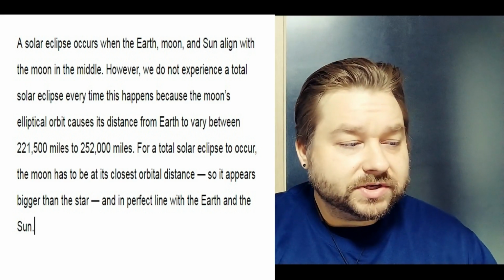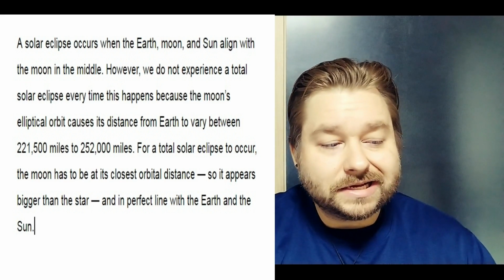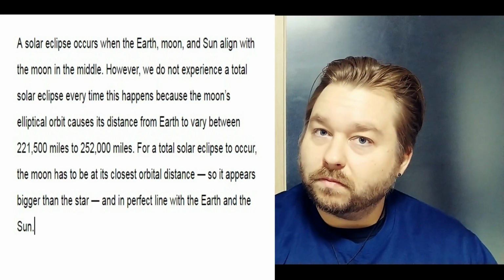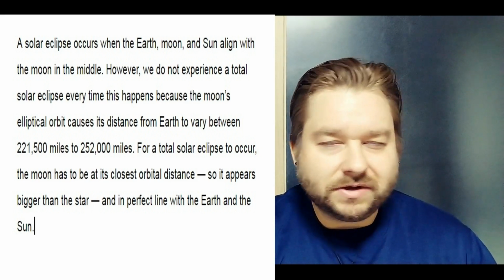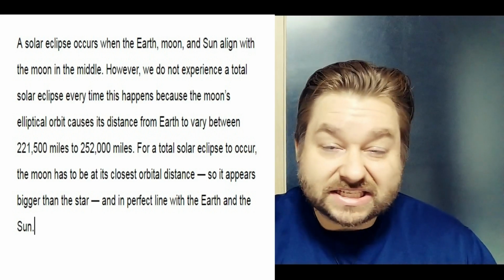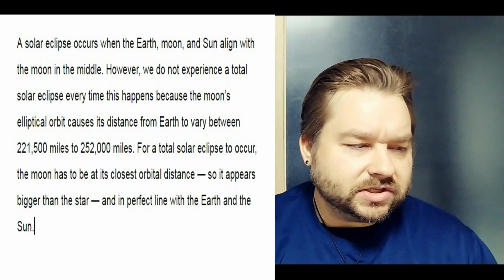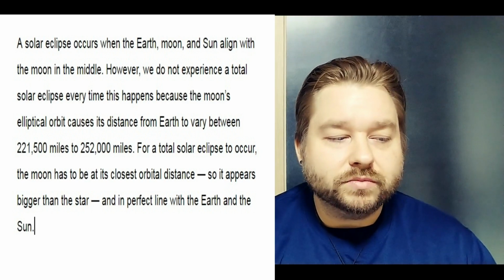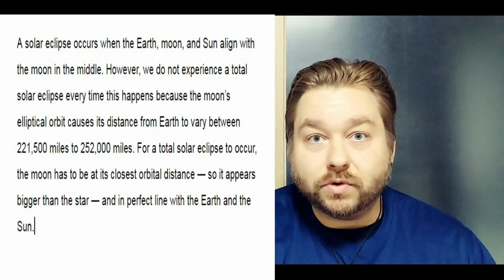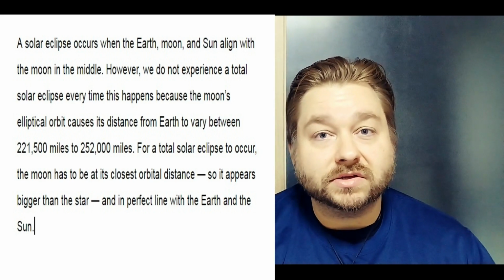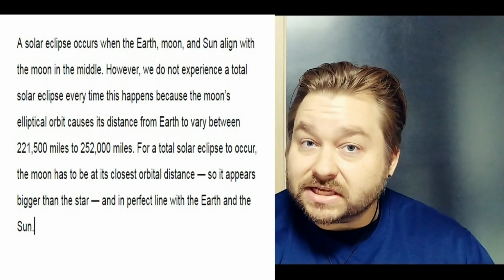A solar eclipse occurs when the Earth, Moon, and Sun align with. That was the only kind of pause there. And it wasn't really a pause because it's a short sentence. A solar eclipse occurs when the Earth, Moon, and Sun align with the Moon in the middle. Sounds good both ways. No pause or with a pause. Your choice. And that's it.